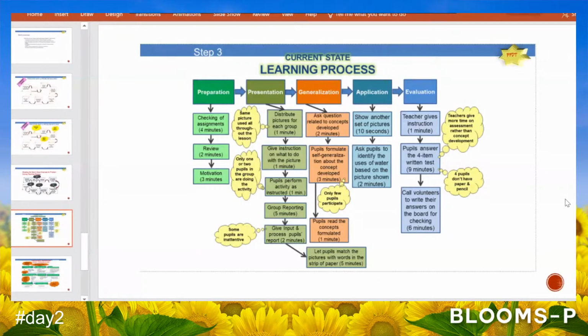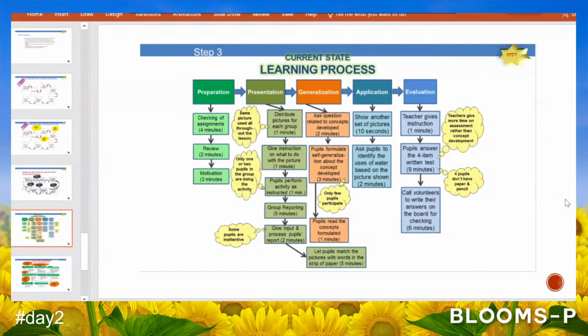Okay, another one. Let's try to go back to the learning process. The presentation until evaluation. So let's proceed immediately after the preparation to the presentation. Here, distribute pictures for each group. The same picture used all throughout the lesson. Okay. Then you also have here that pupils perform the activity. Only one or two pupils in the group are doing the activity.